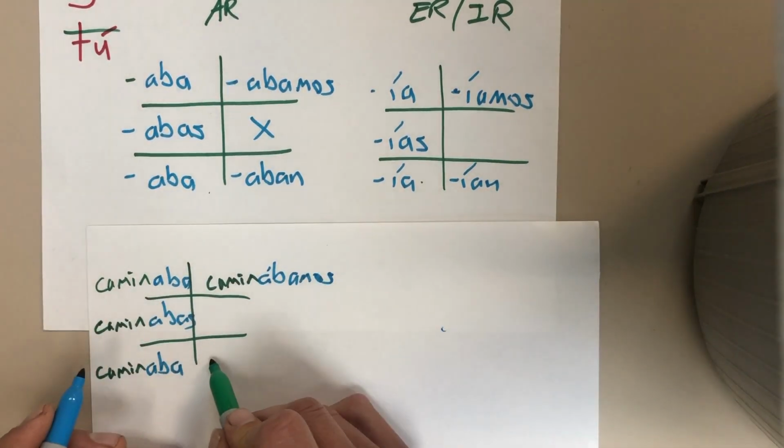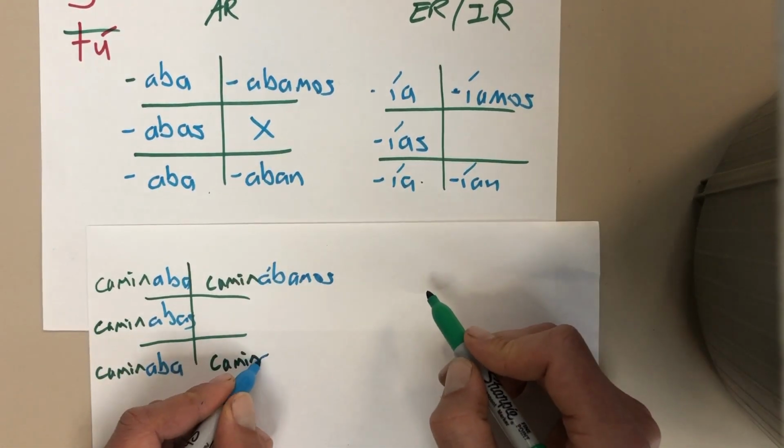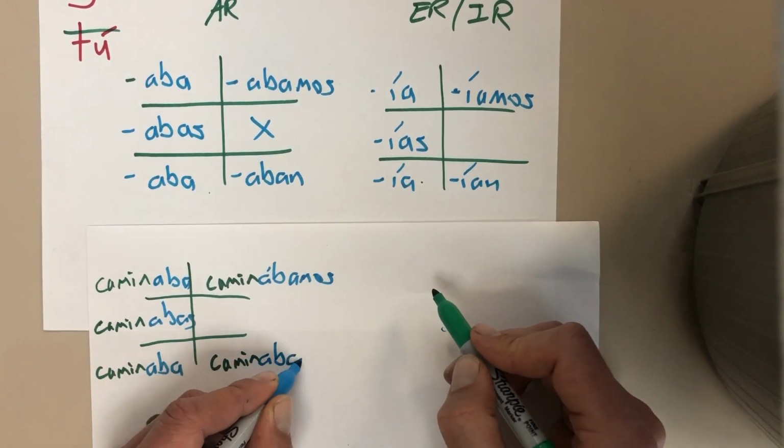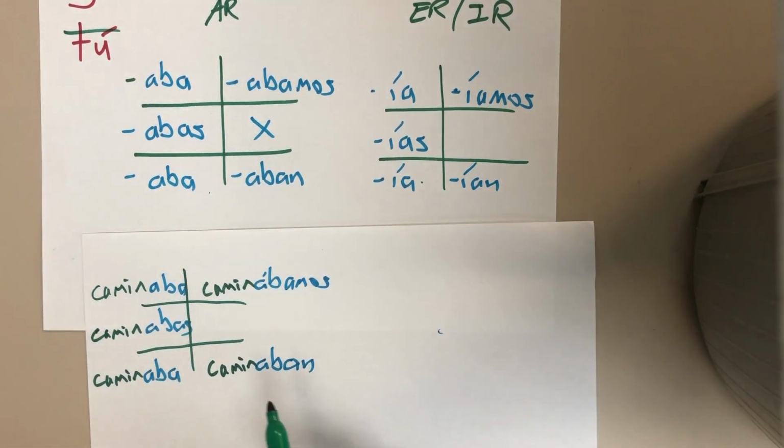Caminabamos. And then they used to walk. Ellos, what? Caminaban. So if you see those, you know it's past tense. Or if you know it's past tense, you look for one of those.